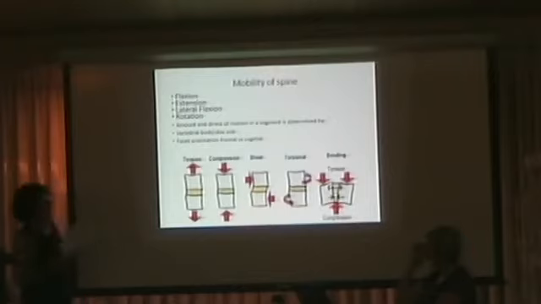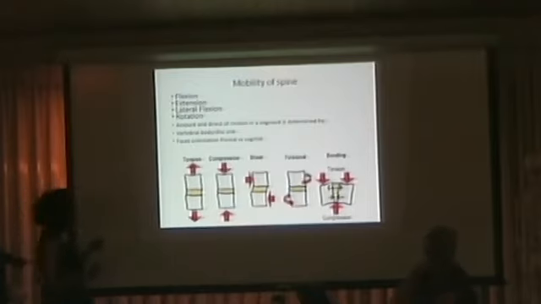And the amount and direction of motion in a segment is determined by facet orientation, which is really important: frontal in the cervical region and thoracic, and sagittal in the lumbar spine, and also the vertebral body to disc size ratio. And we will discuss it later in our presentation.